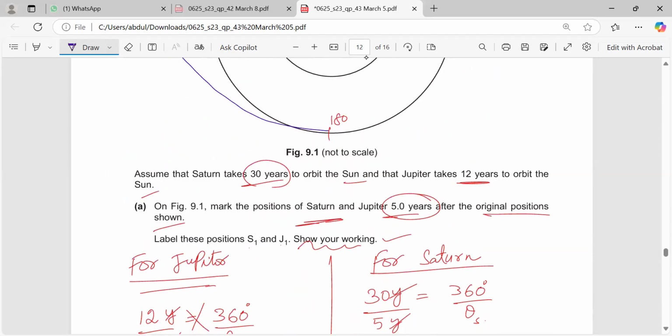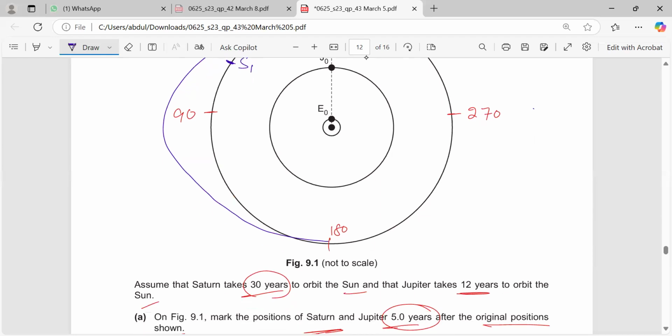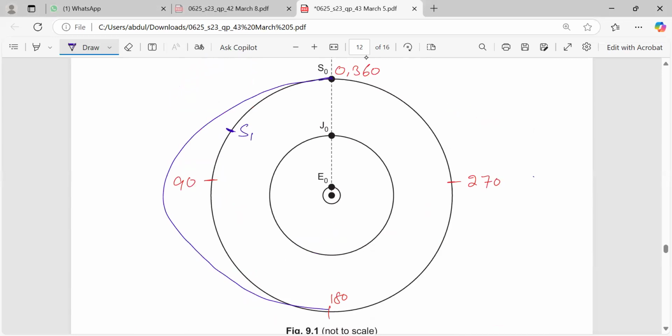For Jupiter, my dear friends, it is 150 degrees. Same phenomena, same process. See, 0, 90, this will be 180, 270. Here 0, here 270. So my dear friends, 150 is 90 plus 60. With the protractor again in the same position, almost here, that will be J1. So this is the position for Jupiter after 5 years.